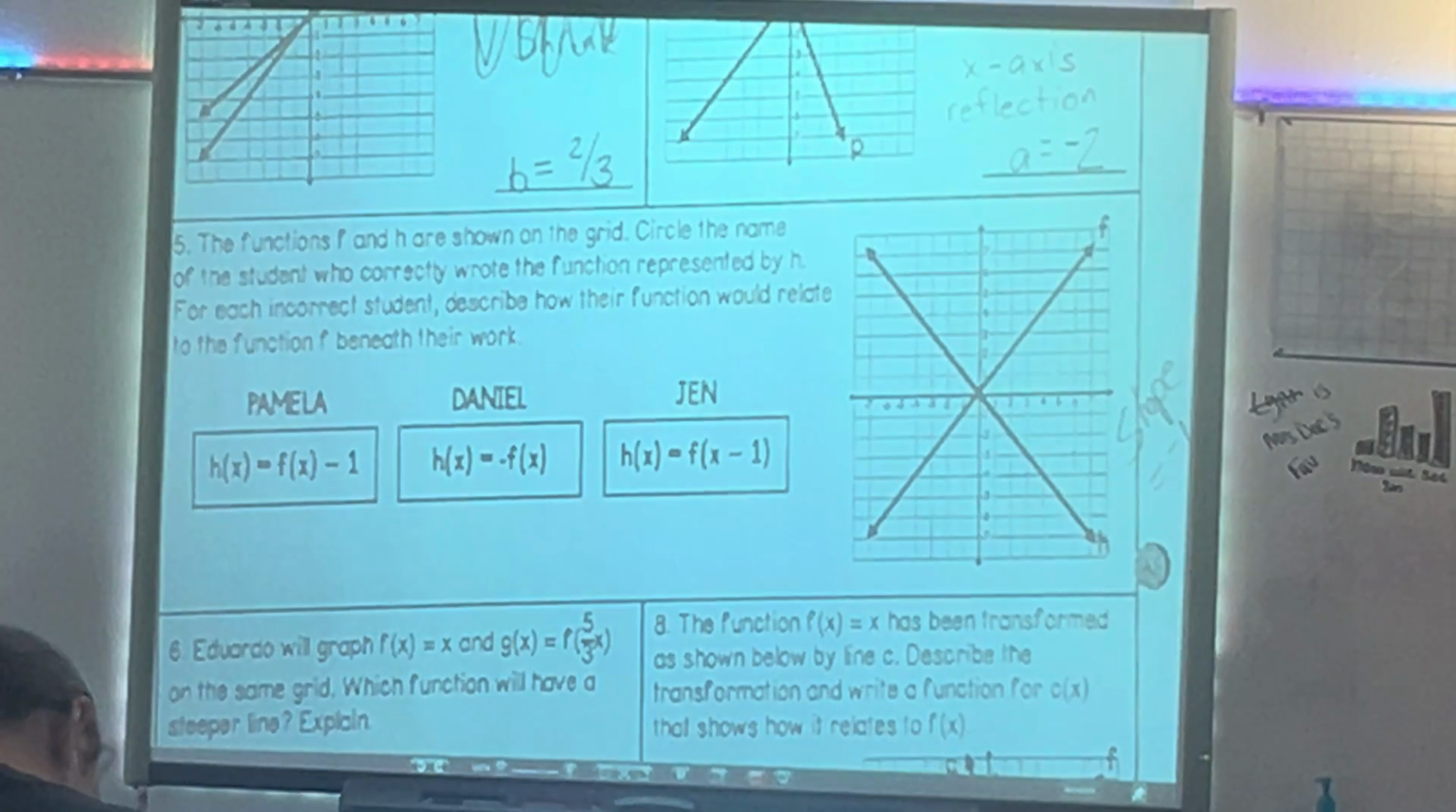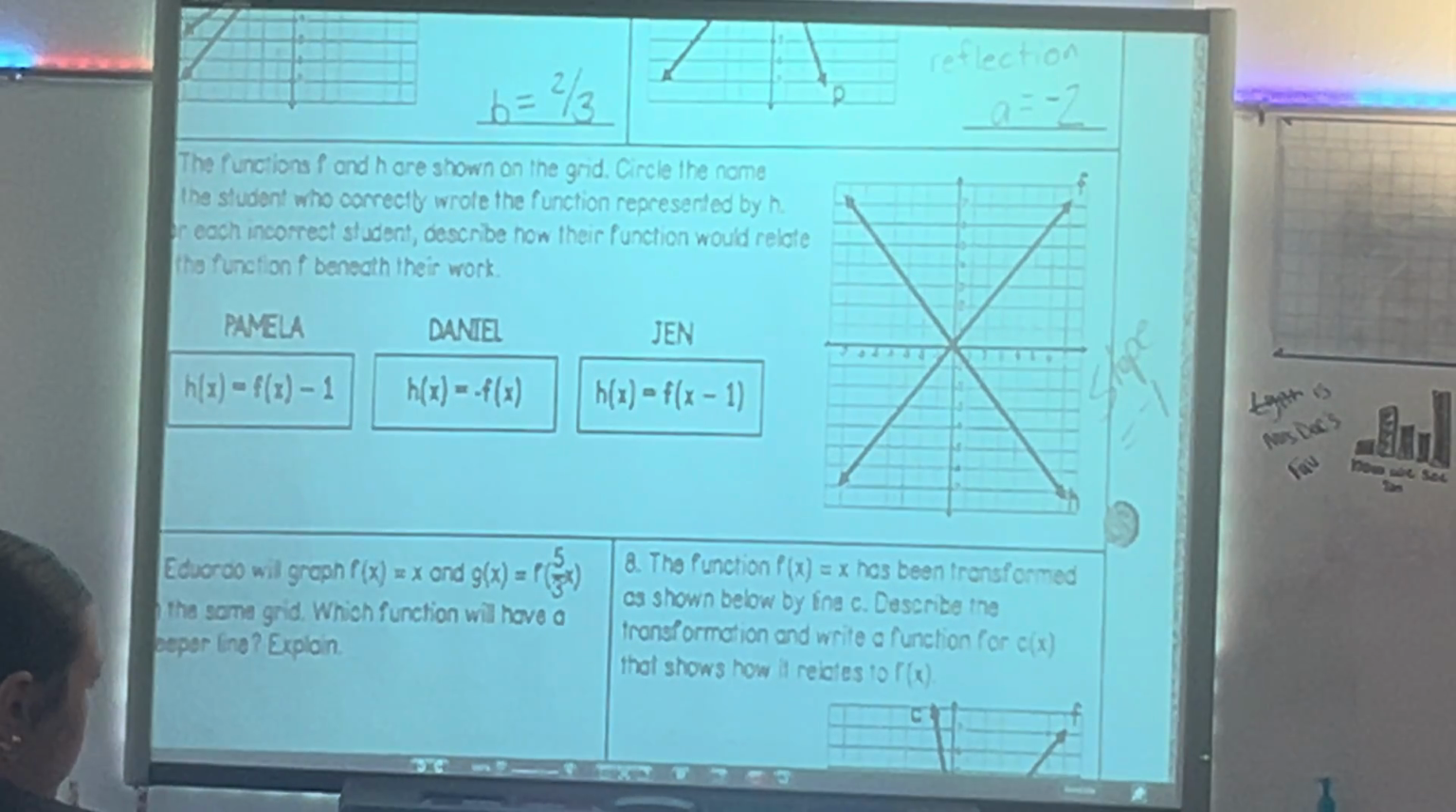Alright, so if it has a slope of -1, did I shrink or stretch it at all? What's the only thing that happened if the slope is -1? Okay, look at it. If you just told me what the relationship is between f and h just by looking at it, what would you tell me?